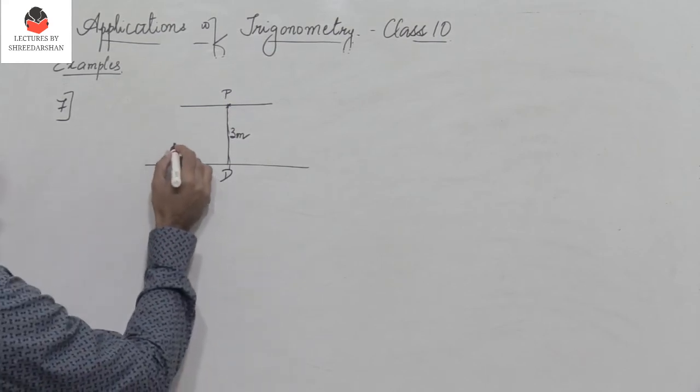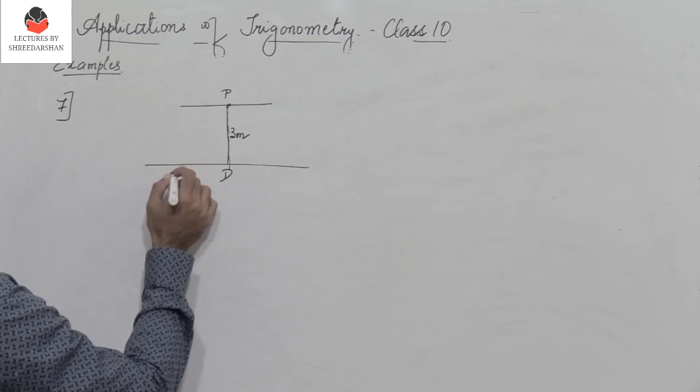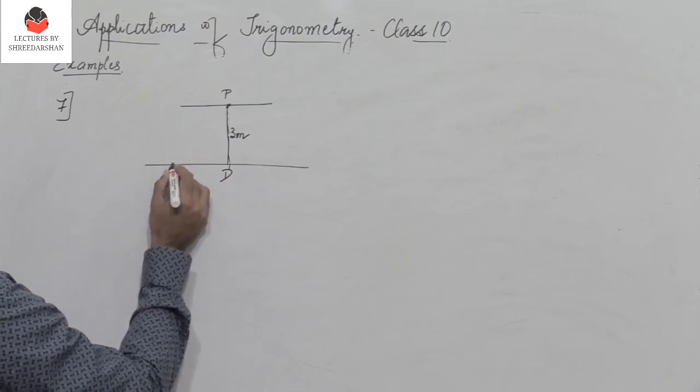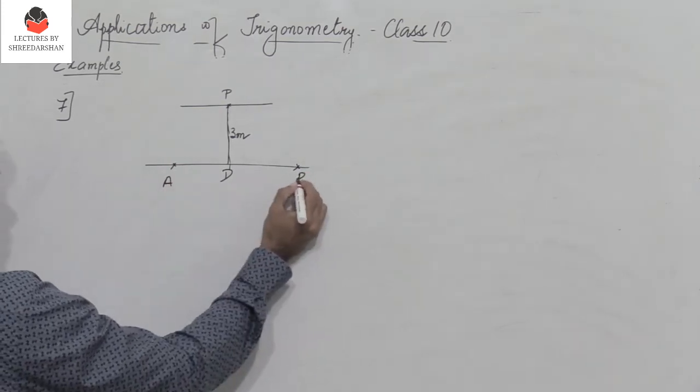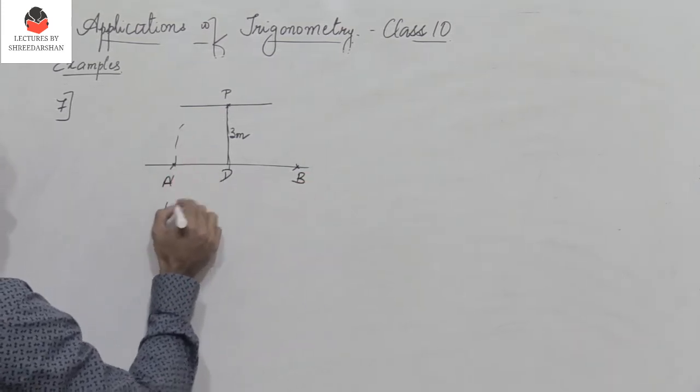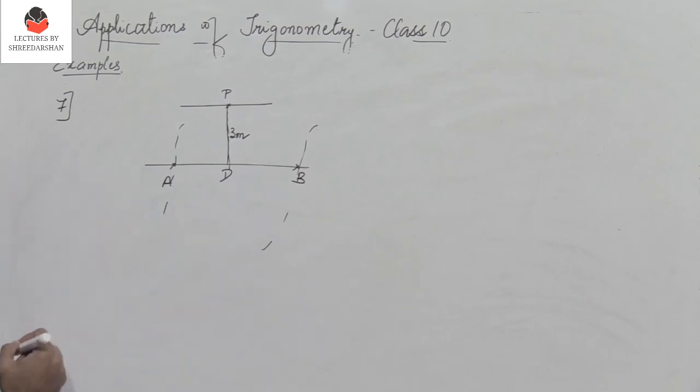So this is a bridge, and I need to find the width of the river. Let us assume that this is the width of the river. AB happens to be the width of the river. So there's a river flowing here, and there's the width of the river.